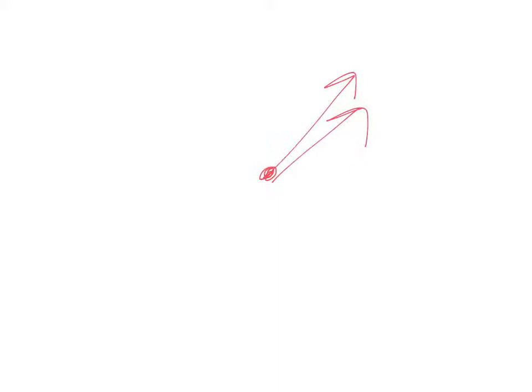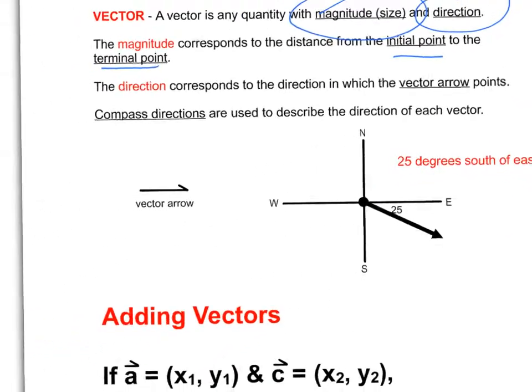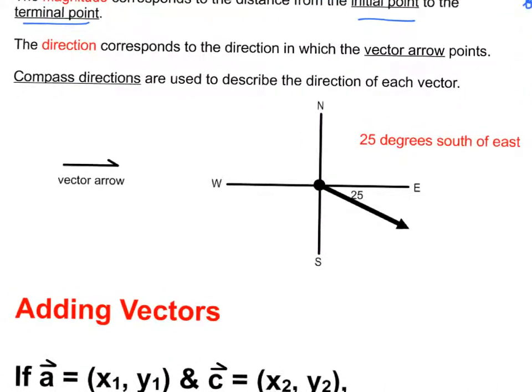that's not clear enough. We need more specific directions, which is why we use the compass directions when talking about direction for a vector. For instance, in this example, this angle is 25 degrees. So the direction this vector is going is 25 degrees south of east. If we're at east and we're going 25 degrees south, we would go to this point where that vector is.